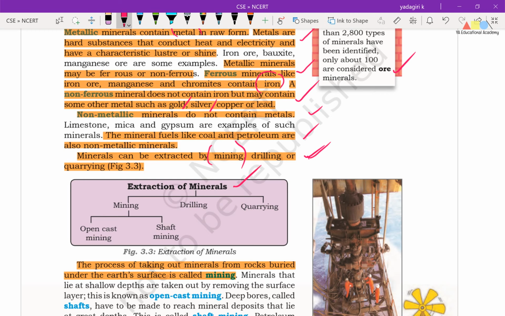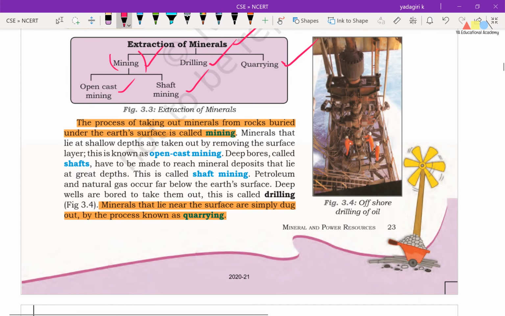So here in this chart we can see extraction of minerals. This can be done by mining or drilling or by quarrying. Friends, mining is again classified into two categories, that is open cast mining and shaft mining. Friends, in this picture you can see offshore drilling of oil. The process of taking out minerals from rocks buried under the earth's surface is called mining. And the classification we have already seen. Friends, minerals that lie near the surface are simply dug out by the process known as quarrying.